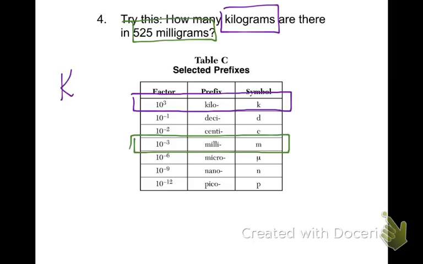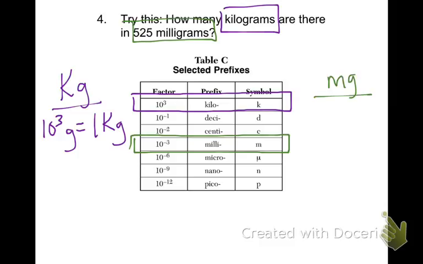So let's make our kilogram conversion factor over here on the left. Again, if you have trouble using reference table C still, please make sure you check out the video prior to this. So we've got 10 to the third grams equals 1 kilogram. And over here we've got milligrams. So we've got 10 to the negative third grams equals 1 milligram. Okay, so you're going to use both of these conversion factors when we are converting from milligrams to kilograms.